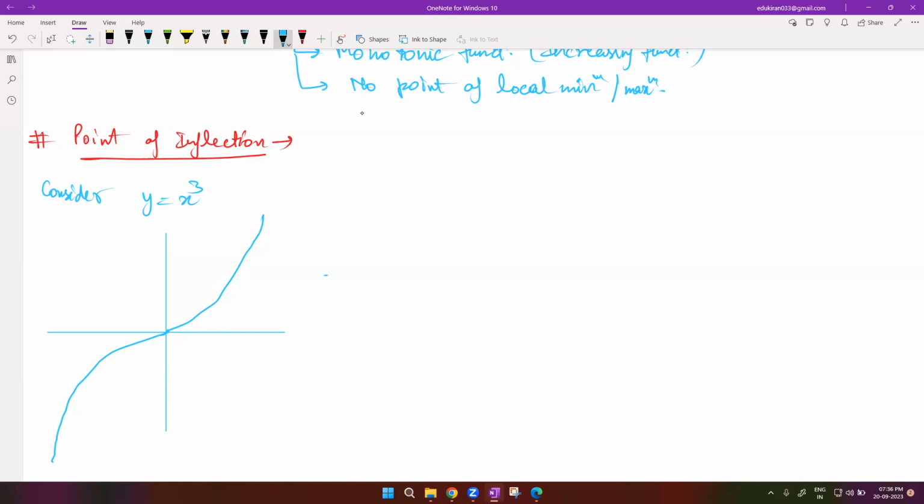Now observe this point, x is equal to 0. y is equal to x cube, or rather f x is equal to x cube. If I find f dash x, the value is 3x squared. And if you apply the wavy curve here, it says that 3x squared is always greater than or equal to 0, which means that f x is monotonic increasing.